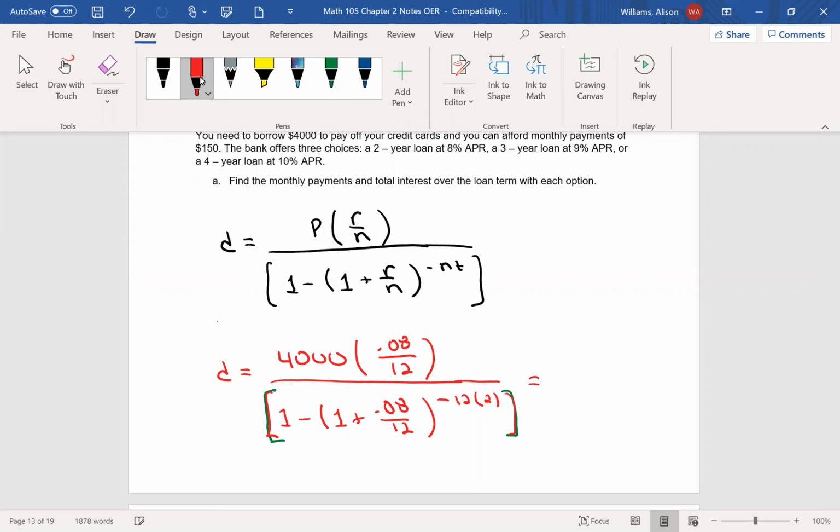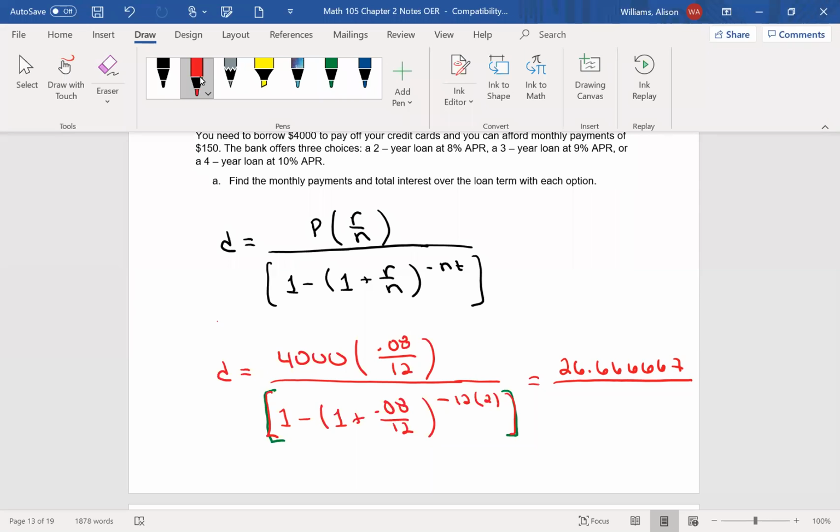So we're going to start with the numerator. I'm going to divide what is in parentheses, and then take that 0.08 divided by 12 and multiply it by 4,000. Now I'm getting a decimal. Whenever that happens, you want to include as many decimal places as you're willing to. I'm going to throw on five sixes and a 7. Now I'm going to calculate what's in the denominator.